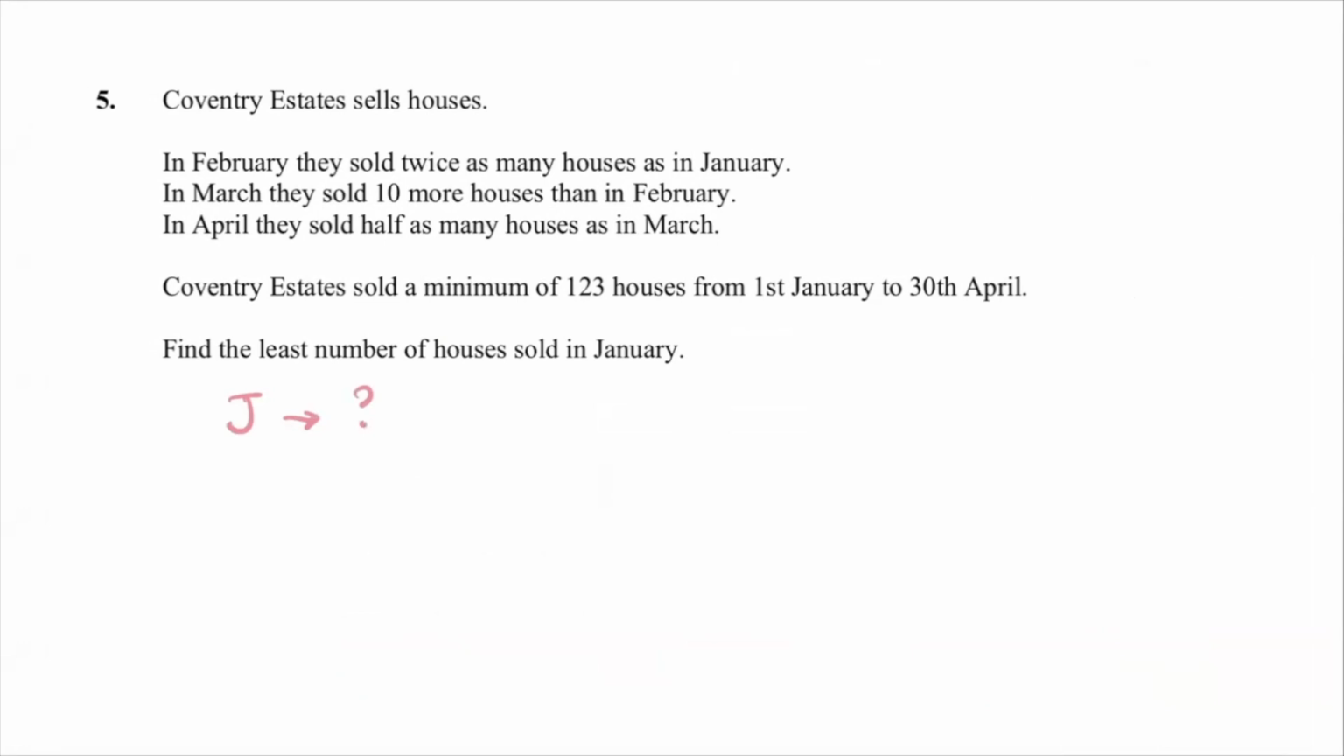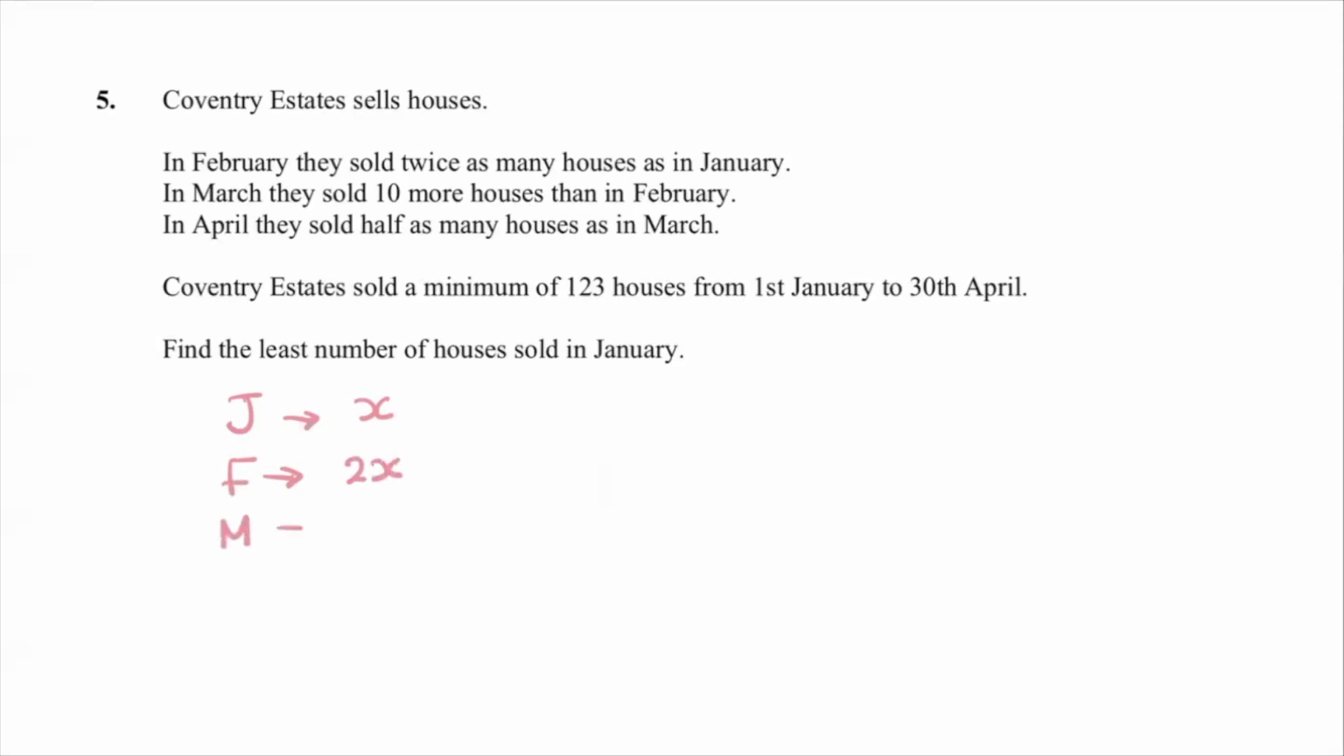And in maths, when you don't know the number, you use algebra. So this is a sneaky little algebra question. So in January, they sold X or N or H for houses. It doesn't matter what letter you use, but they sold an unknown number of houses. In February, they sold twice as many. So that would be 2 lots of this number I don't know.